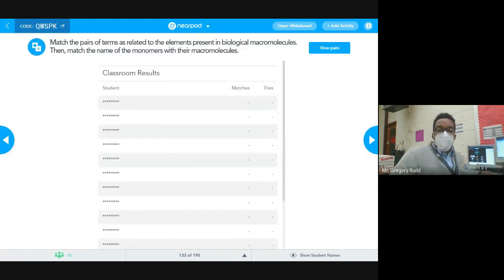Okay, so we talked about 4 biological macromolecules way back in January with our very first unit of the class. So in this activity, I want you all to match up the pairs of the terms. I want you to match the atoms of each of the 4 macromolecules. And then I also want you to match their monomers as well.